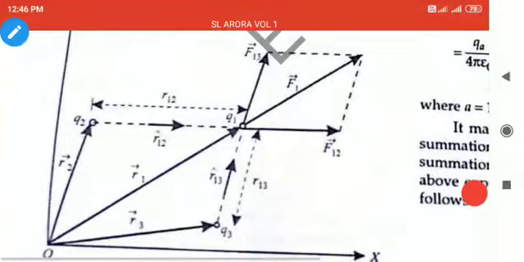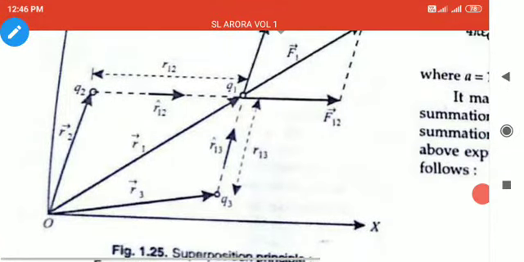So we were talking about the R vector. Here we can see we can calculate by the vector addition that R12 will be equal to R1 minus R2. So this is the formula we will use for calculating the vector R12. R12 is the distance between these, means Q1 and Q2.